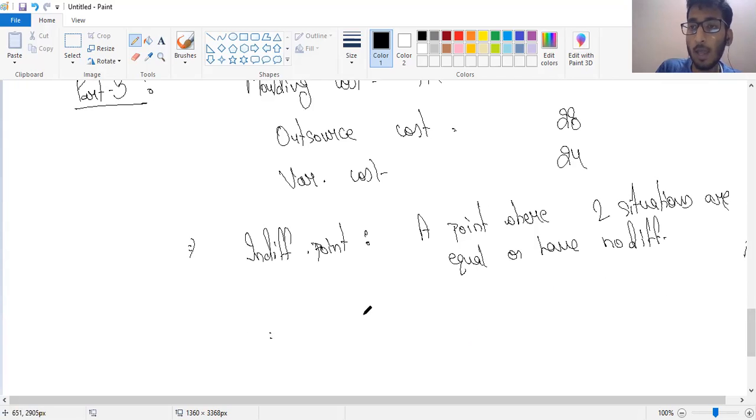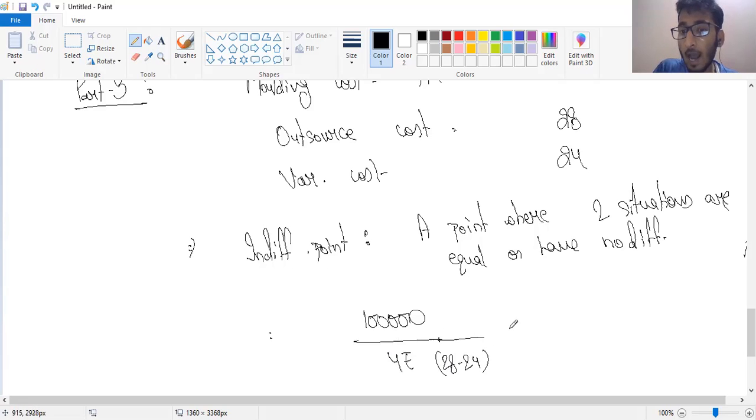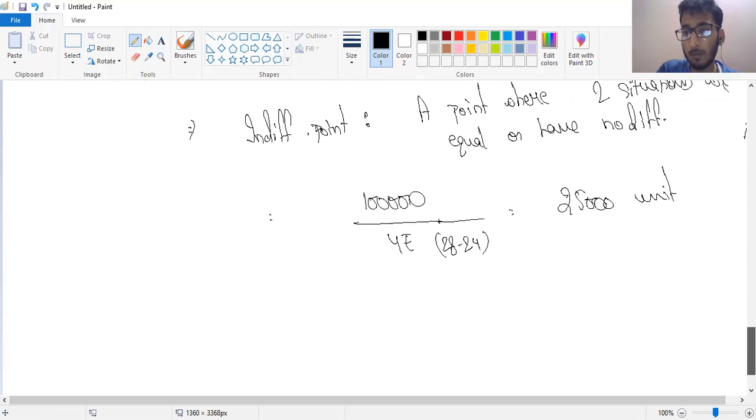So basically, how would I see this? 1 lakh rupee is the additional fixed cost which I need to make, but I am having 4 rupees saving, 28 minus 24. So basically, I am having my 4 rupees saving in variable cost, but I need to make 1 lakh rupee. So after how many units would my variable cost saving be equal to my fixed cost? I can say 25,000 units. I hope you understood. Let's see by one more way.